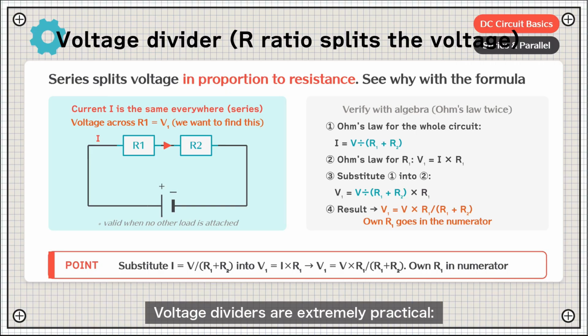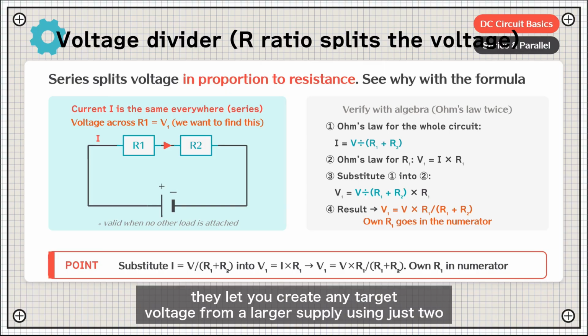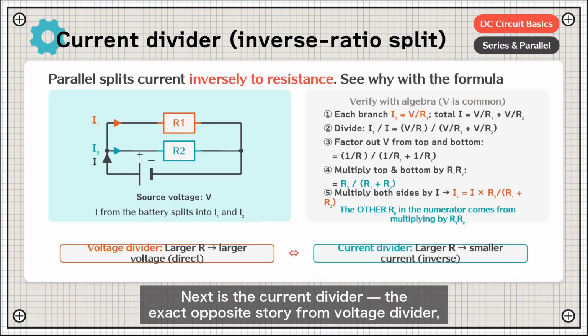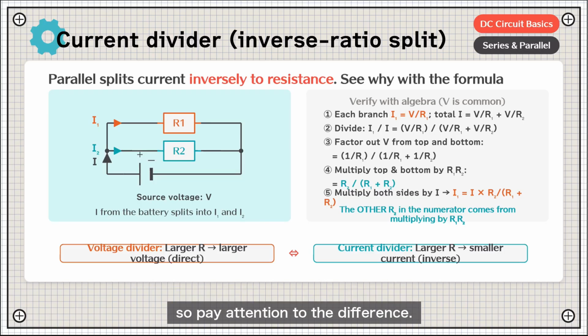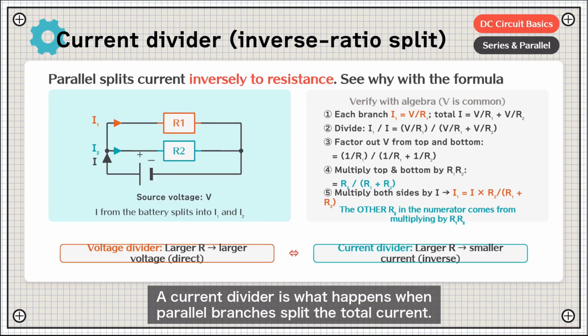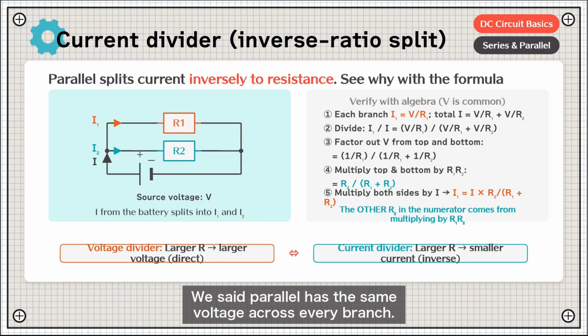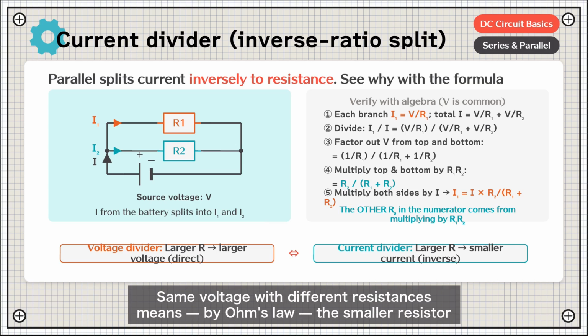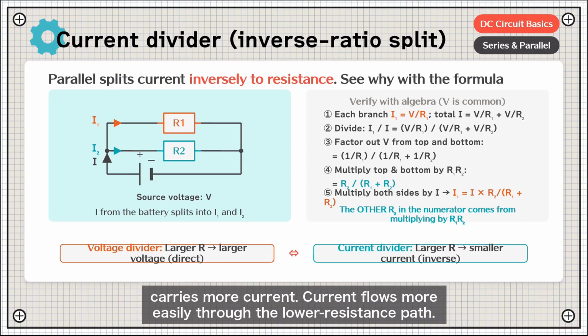Voltage dividers are extremely practical. They let you create any target voltage from a larger supply using just two resistors. Next is the current divider, the exact opposite story from the voltage divider, so pay attention to the difference. A current divider is what happens when parallel branches split the total current. We said parallel has the same voltage across every branch. Same voltage with different resistances means, by Ohm's law, the smaller resistor carries more current. Current flows more easily through the lower resistance path.